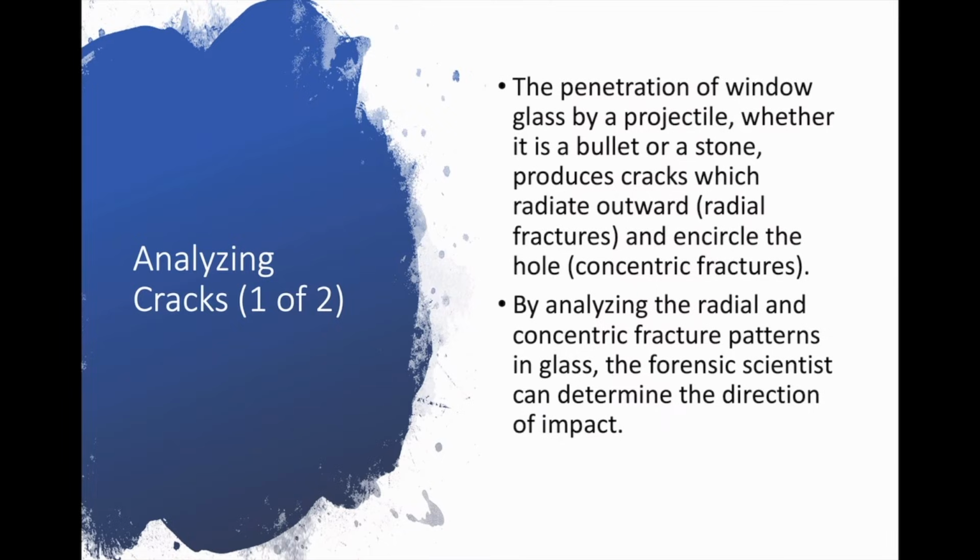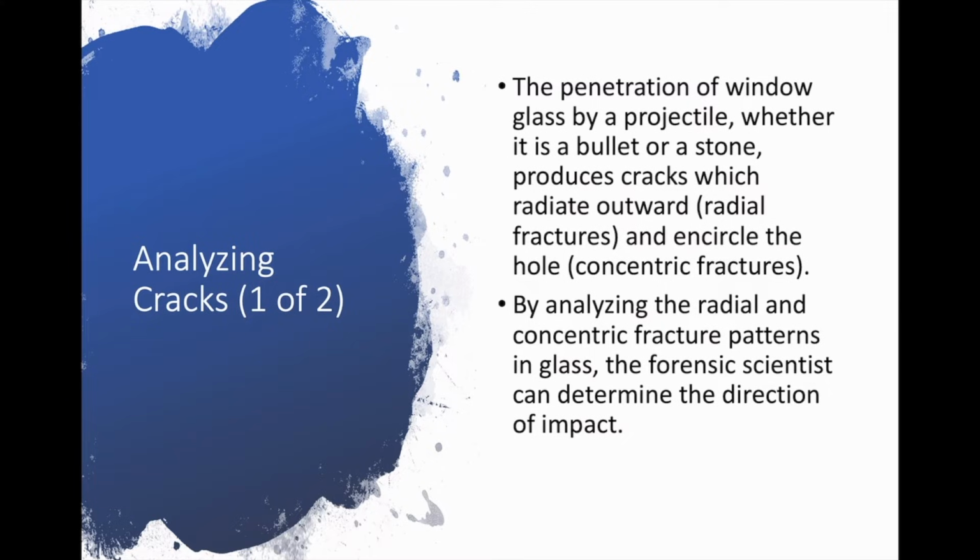that we all know. All right, now we are looking at analyzing the fractures, the cracks, of glass. The penetration of window glass by a projectile, whether it's a bullet or a stone, produces cracks which radiate outward. If they radiate outward, they're called radial fractures, and if they go around in a circle, they're called concentric. By analyzing the radial and concentric fracture patterns in glass, the forensic scientist can determine the direction of impact.